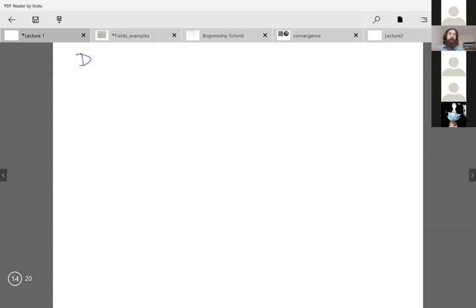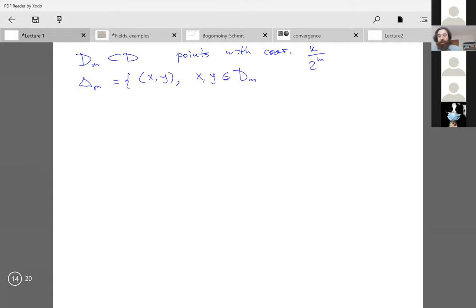Let's restrict the denominator, and we look at D_m, which is a subset of D, so points with coordinates of the form k over 2 to the m. So it's kind of the m-th generation. And then we look at Delta_m. This is the set of pairs such that x and y are dyadic with denominator 2 to the m, and the distance is exactly 1 over 2 to the m. So it's points that are next to each other on the dyadic grid. The important thing is that there are not that many pairs like this. It's m to 2 to the m times n. Remember that n is our dimension.